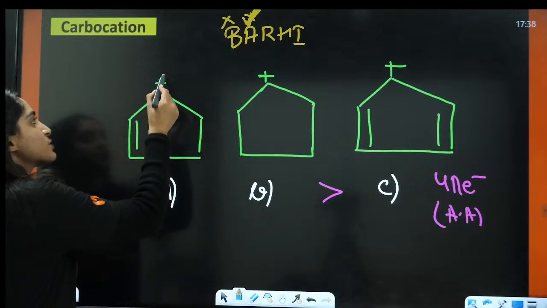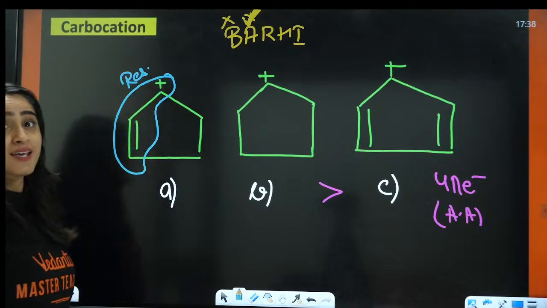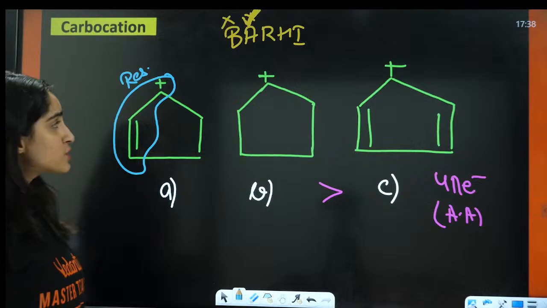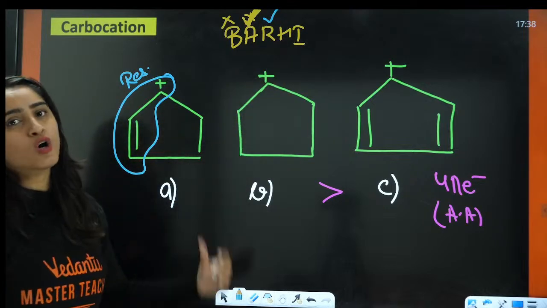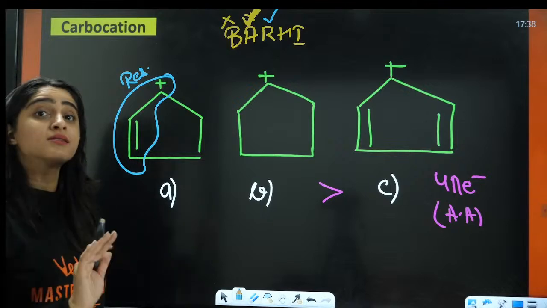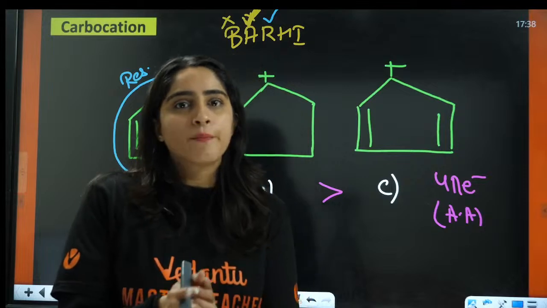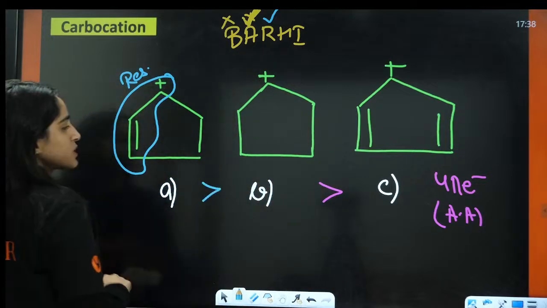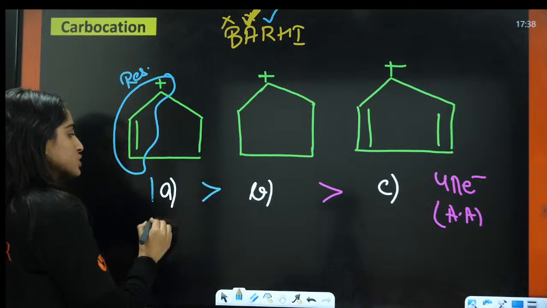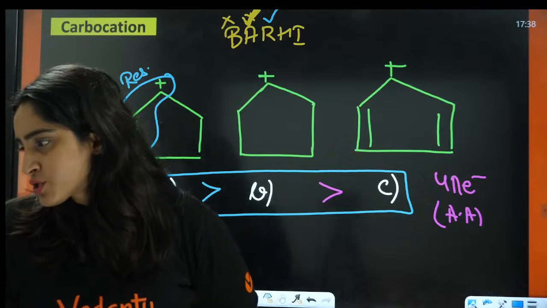Here you can see resonance. You can see a conjugation here, so that means this factor is also applied here. And here you cannot see resonance. Resonance makes the structure more stable as compared to where there is no resonance. So that means this is more stable than B. So this accounts for A, then B, then C. Understood everyone?